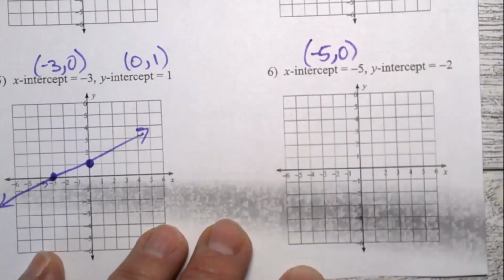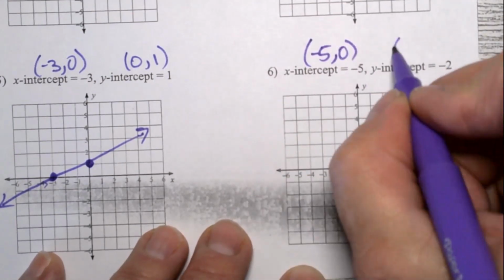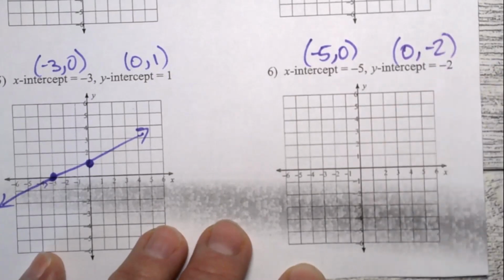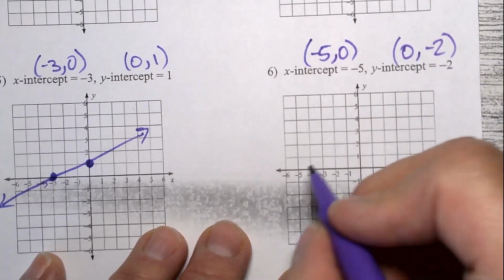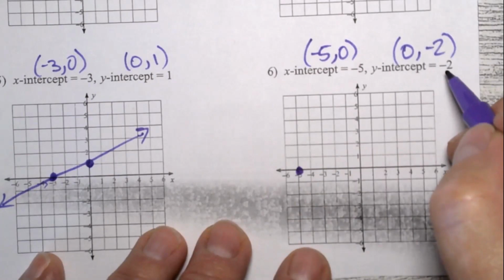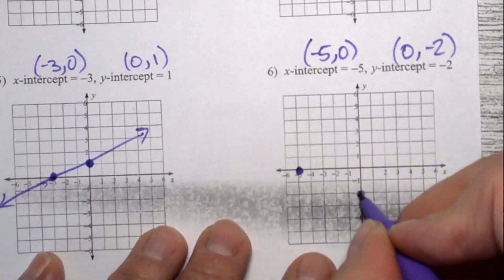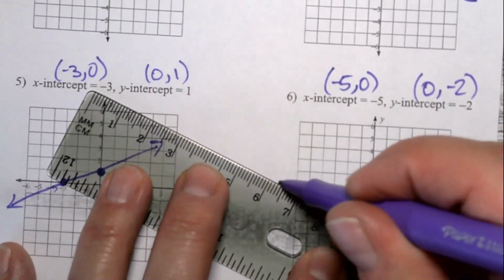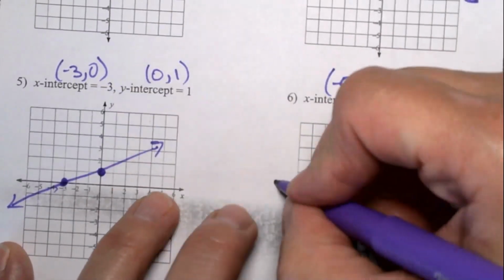X-intercept is -5. It has an x, it does not have a y. The y-intercept is -2. It doesn't have an x, but it does have a y. So this one should be -5 and -2. And we are right there.